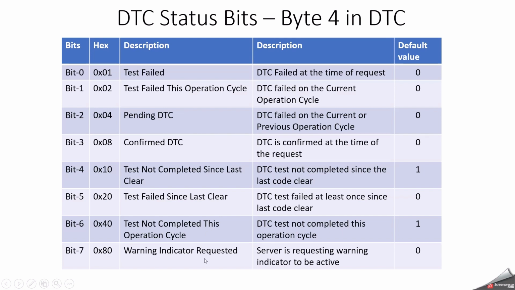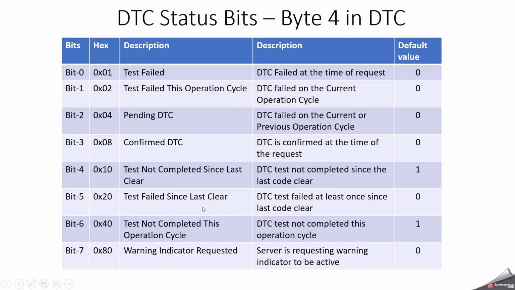Bit 7 is warning indicator requested, meaning the server is requesting the warning indicator to be active. So you see the default values for bit 4 and bit 6. This is the 8421 code. This is only for representing; for a clearer understanding, I have mentioned the hex value. So these are the status bits.